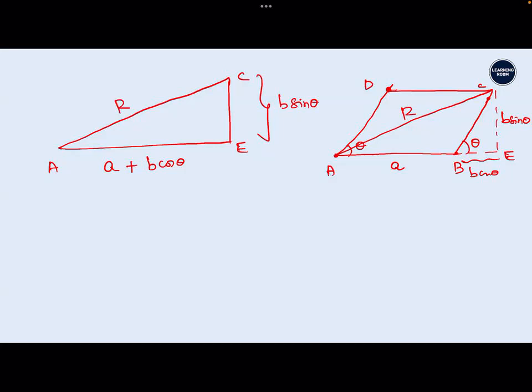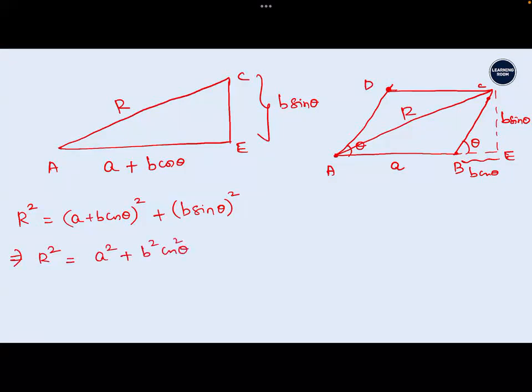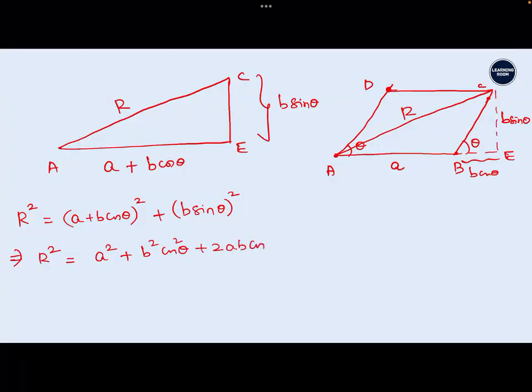So if I look at the right angle triangle, I can start using the Pythagoras theorem, which says R square is equal to (A plus B cos theta) the whole square plus (B sin theta) the whole square, which implies R square is equal to A square plus B square cos square theta plus 2AB cos theta plus B square sin square theta.